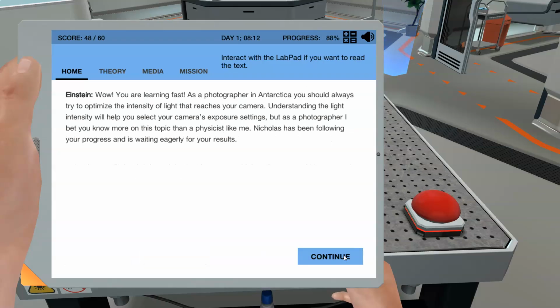Wow, you are learning fast. As a photographer in Antarctica, you should always try to optimize the intensity of light that reaches your camera. Understanding the light intensity will help you select your camera's exposure settings, but as a photographer I bet you know more on this topic than a physicist like me. Nicholas has been following your progress and is waiting eagerly for your results.